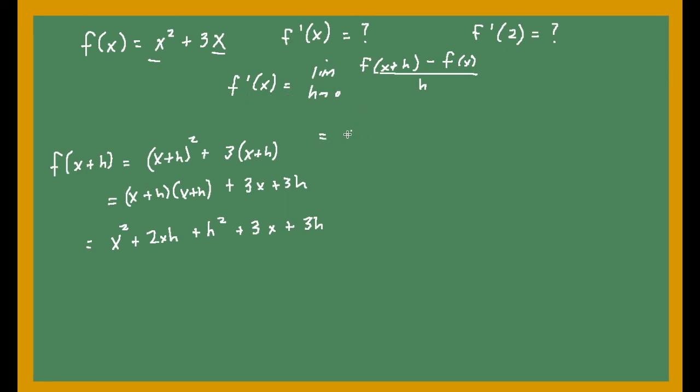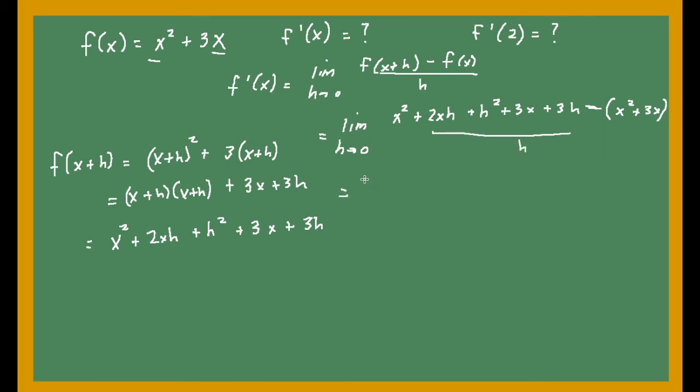We'll say the derivative is equal to our limit as h approaches 0 of this: x squared plus 2xh plus h squared plus 3x plus 3h. Then we need to subtract our f of x, and we need to be very careful to do this using parentheses, because when you subtract f of x, it's really minus x squared plus 3x, all of that in parentheses, and then that's all over h still.